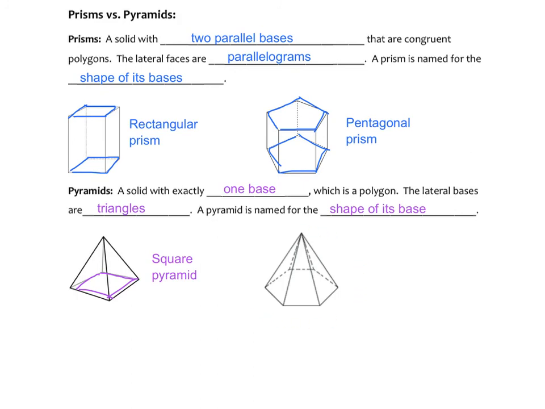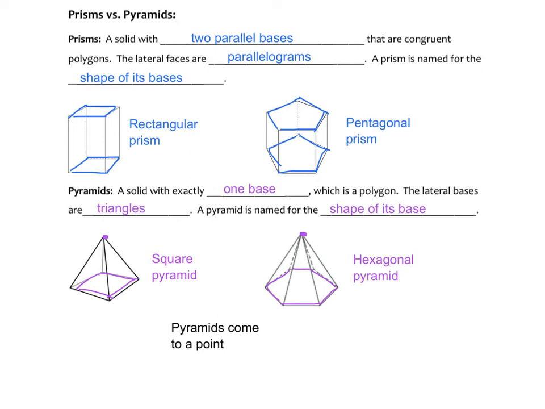Now let's look at the second figure to the right. Notice again we have exactly one base. There's your base, and the lateral faces are all triangles. The pyramid is named for the shape of its base. This is a six-sided figure, which is a hexagon, so it's called a hexagonal pyramid. Another key characteristic about pyramids is that they always come to a point on the top of the solid.